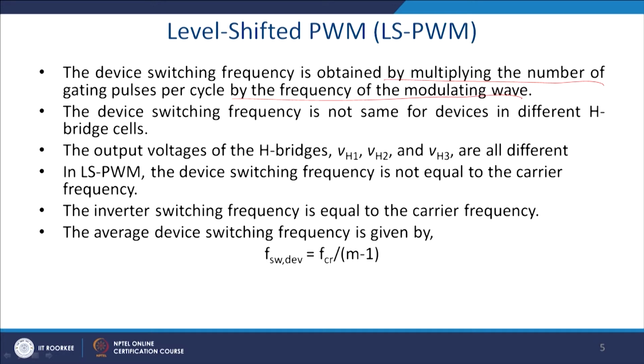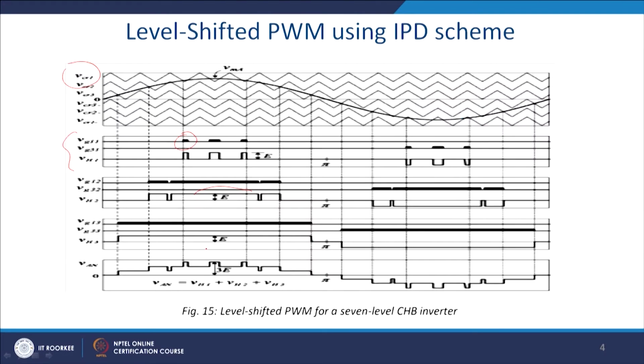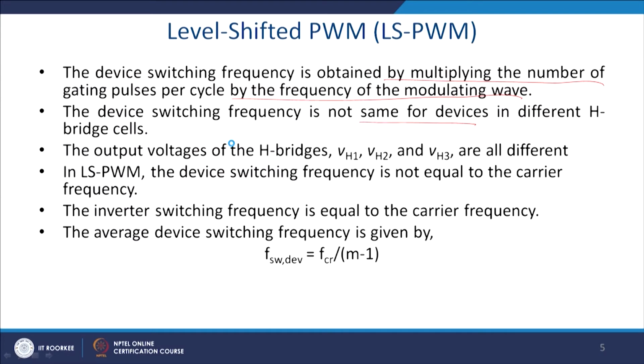This device switching frequency is not the same, that is one of the major drawbacks. If you go back, you can find that this switching is more, and for this reason we can see that in the different H bridge, the cascade H bridge will operate at different frequencies, and if you put them on the same DC voltage bus, then the losses will be more for those which are switching more.